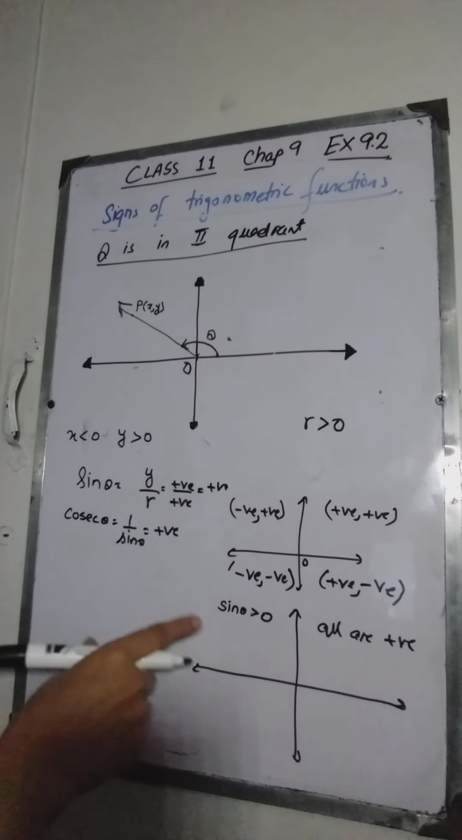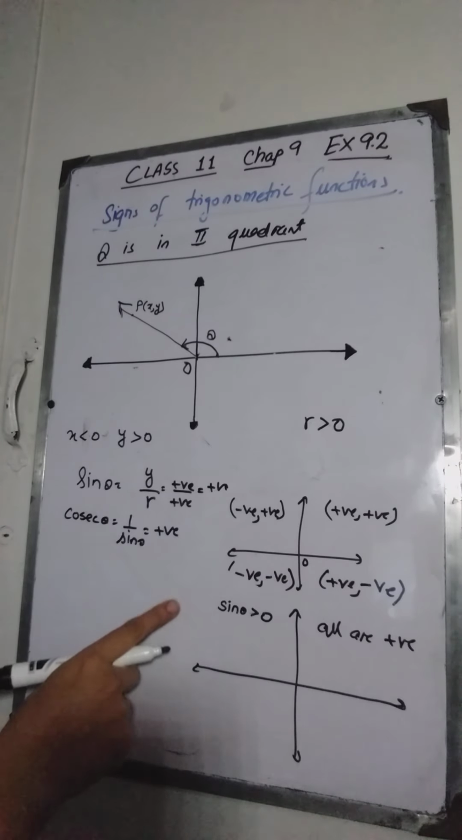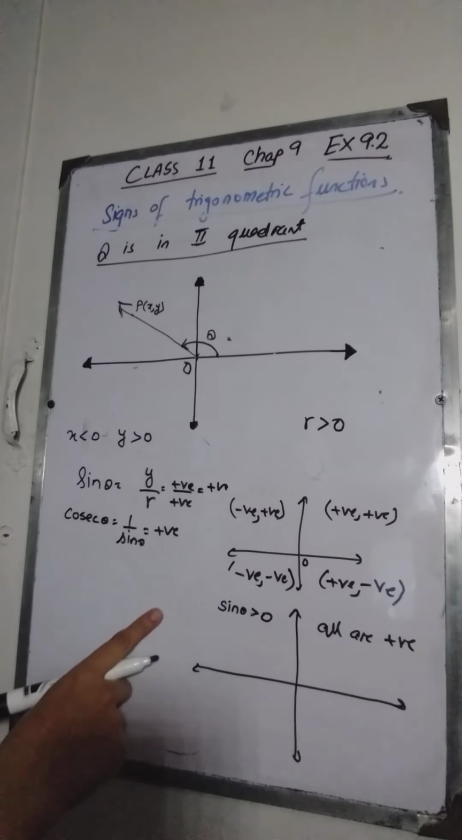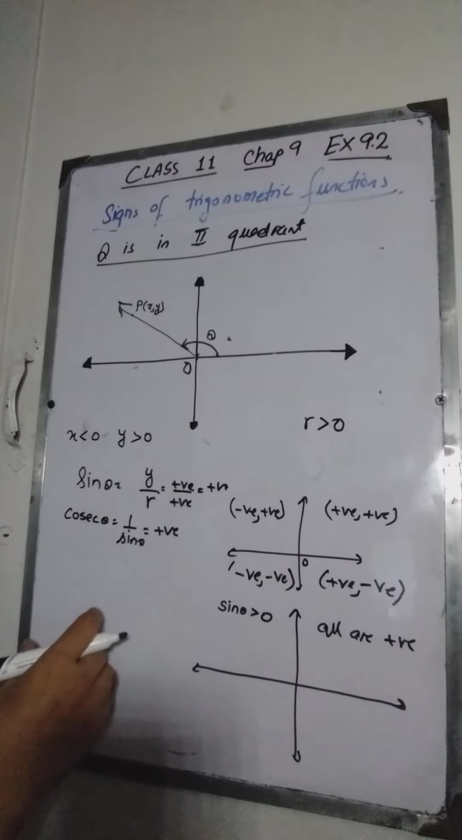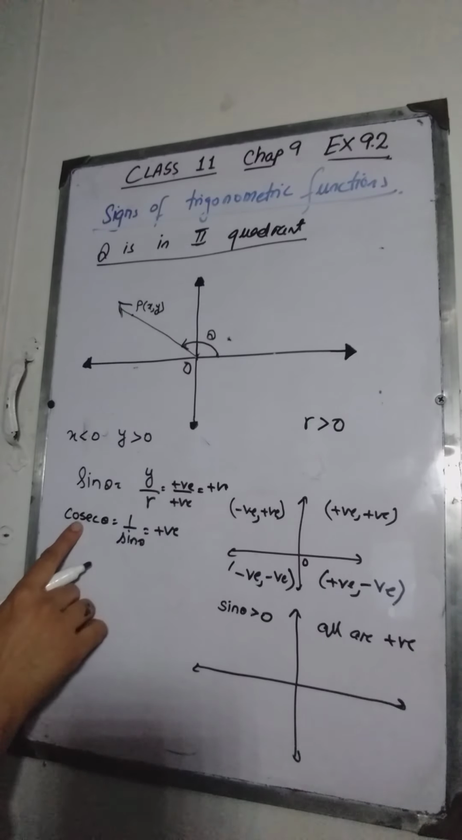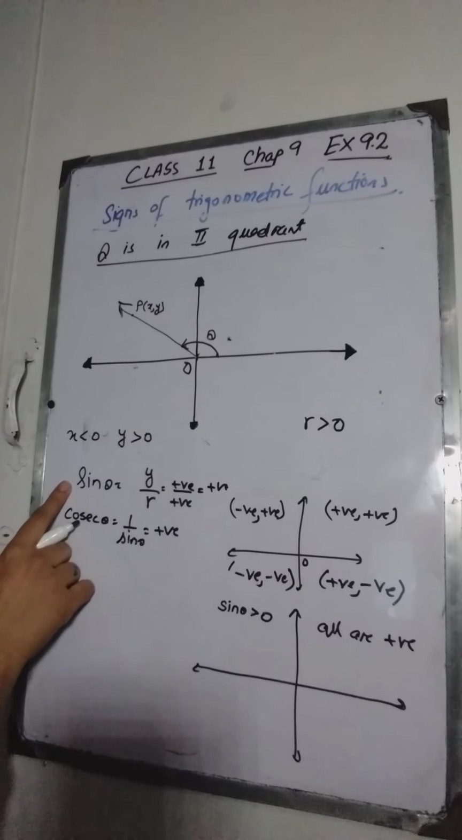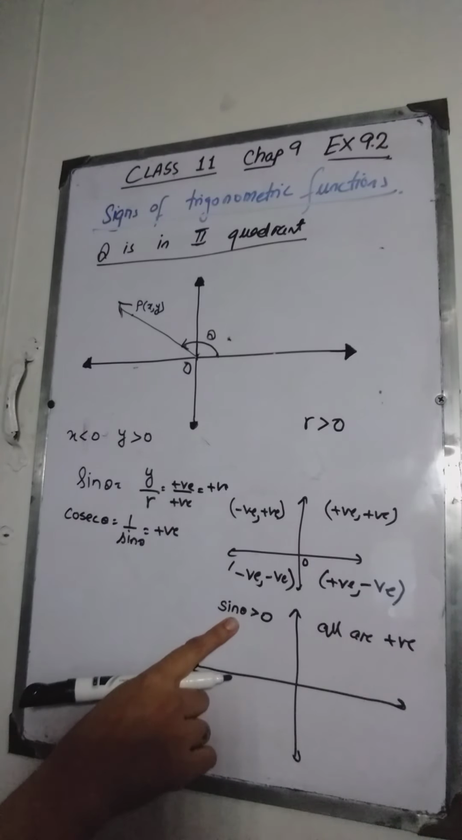Similarly, cos theta and secant theta will always have the same sign. Tangent and cotangent both will have the same sign. So discussing the signs of sine theta, cos theta, and tan theta will be enough, because cosecant takes the same sign as sine theta. If sine theta is positive, it means cosecant is also positive.